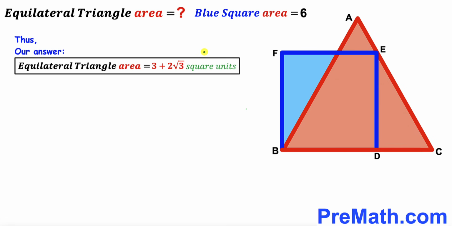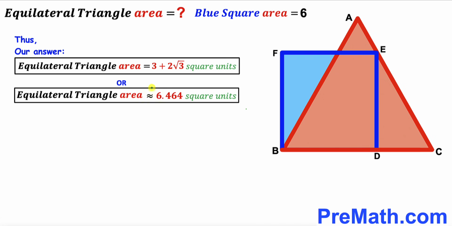So thus after all the calculations and manipulations, the area of this equilateral triangle ABC turns out to be 3 plus 2 times square root of 3 square units. And that's going to be approximately equal to 6.464 square units as well. And that's our final answer.